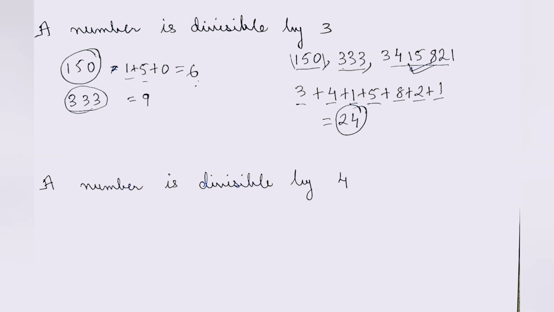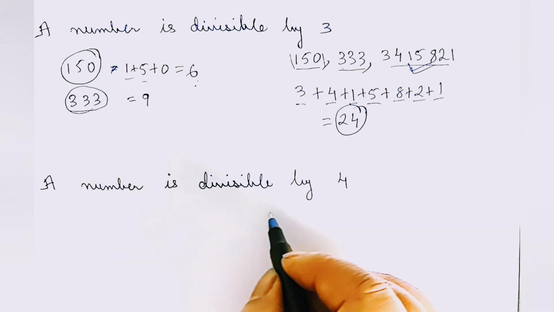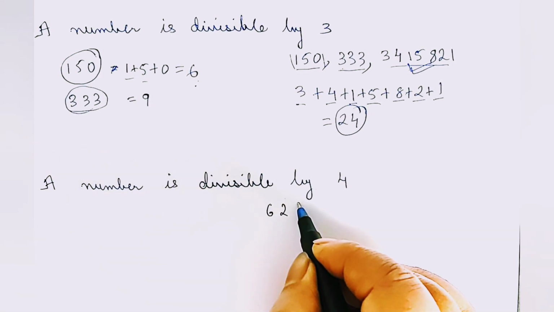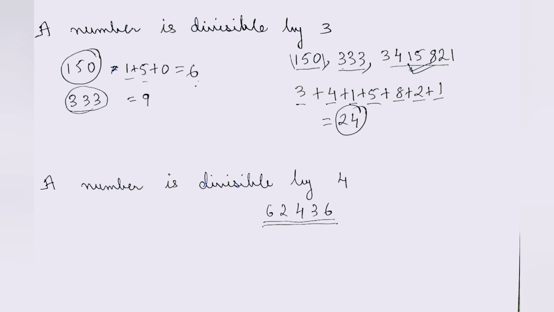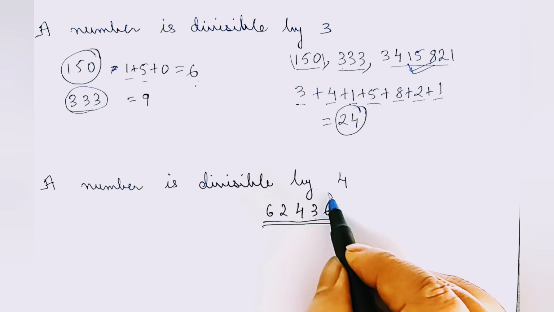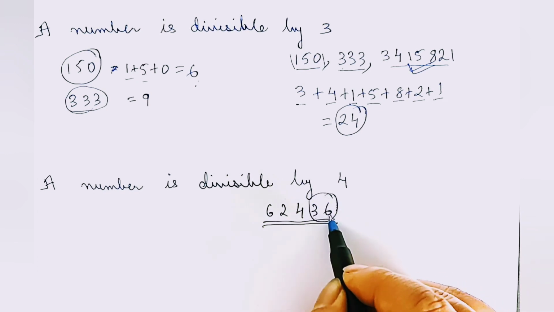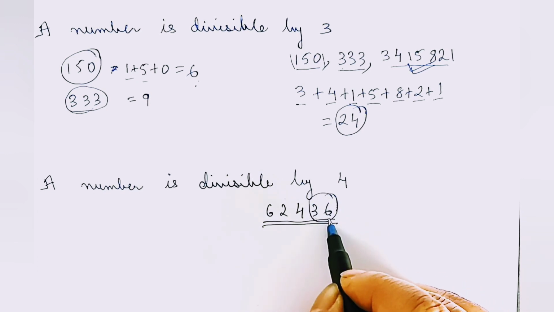Now, is a number divisible by 4 or not? To understand that, say a number is given, 6,2,4,3,6. How will you know if this number is divisible by 4 or not? Now, very easy trick this one. What you have to find is the value in the units and the tens place. What is the value? It is 36.